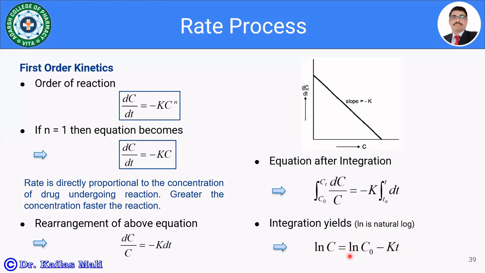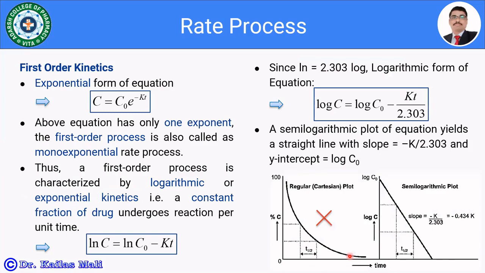Let us move towards to see the exponential form of this equation. When we are converting the equation into the exponential form, we will get C is equal to C0 e raised to minus Kt. So as per the above equation, there is one exponential during conversion which is raised in the first order kinetics as C is equal to C0 e raised to minus Kt.